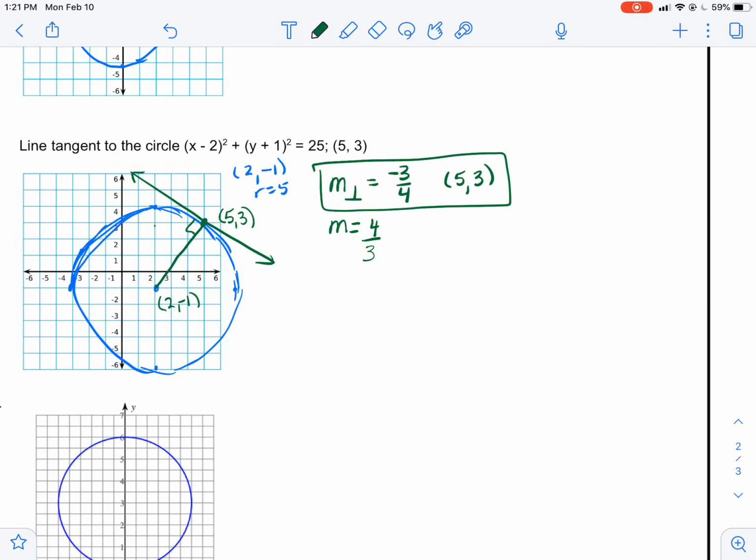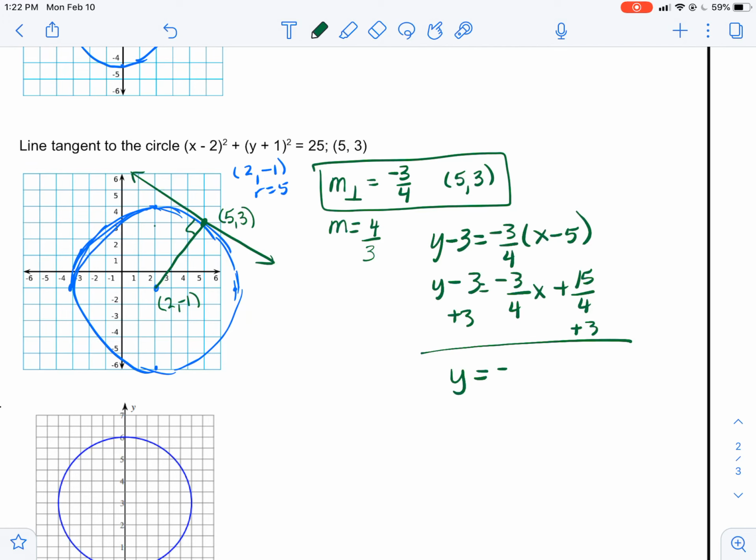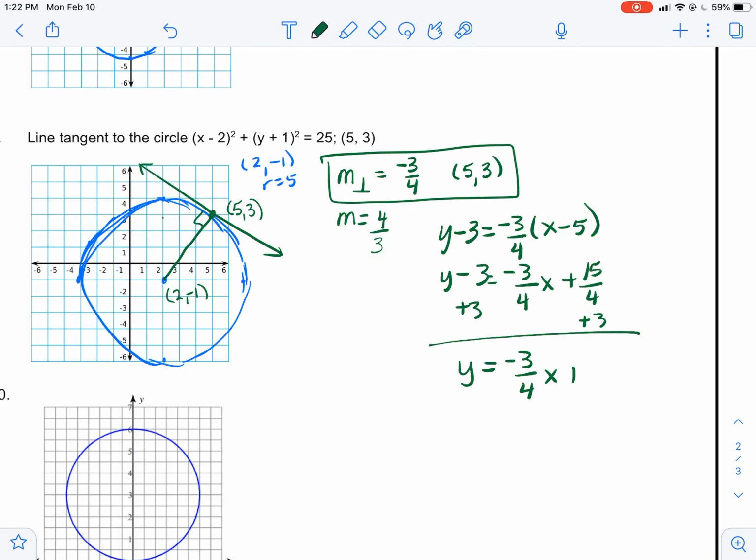Okay, so again, I like doing point slope, so y minus 3 equals -3/4 times x minus 5. I'm going to distribute, whoops, and we're going to need to move that 3 over. So y equals -3/4 x. Now 3 is 12 over 4. So that's going to make that be 27 over 4. Final answer. Okay?